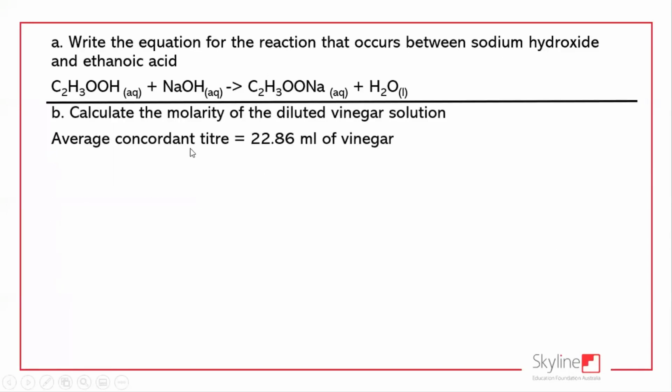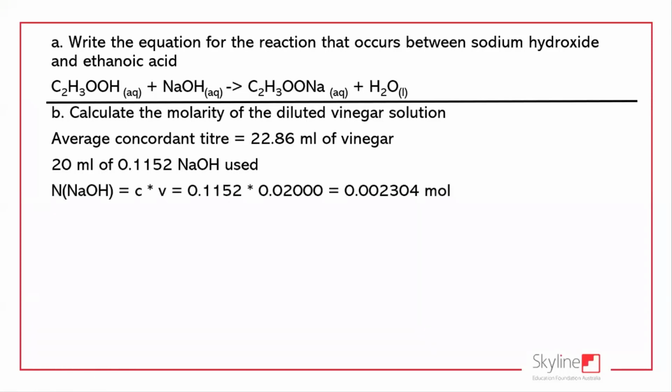So the average concordant titer is 22.86 milliliters. We're using 20 mils of 0.1152 sodium hydroxide. Therefore, we're going to be using a bit of stoichiometry. So if we remember our equations, number of moles equals concentration times volume. Number of moles of NaOH equals 0.1152 molarity times, molarity is moles per litre, so we've got to put the milliliters into litres, 0.02 litres, which gives us 0.002304 moles of NaOH.